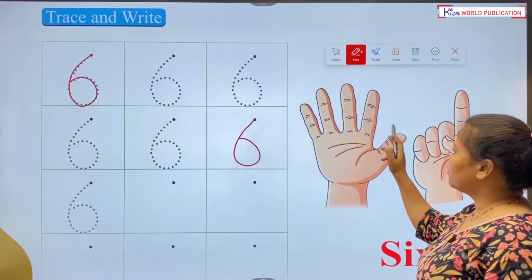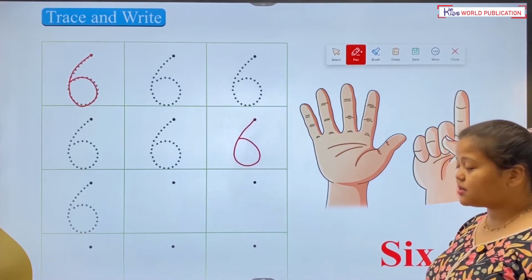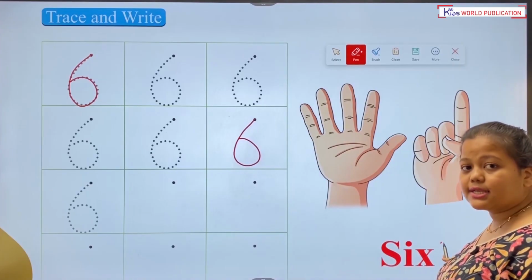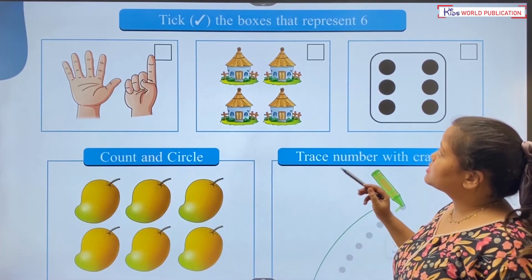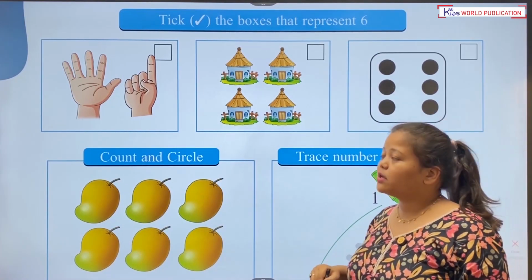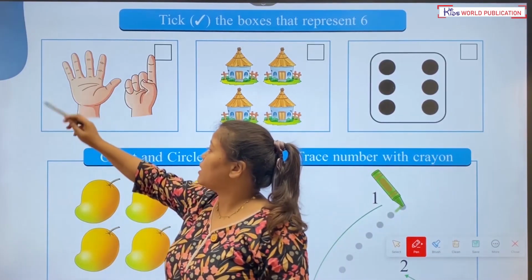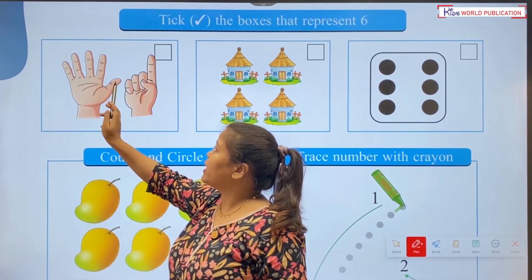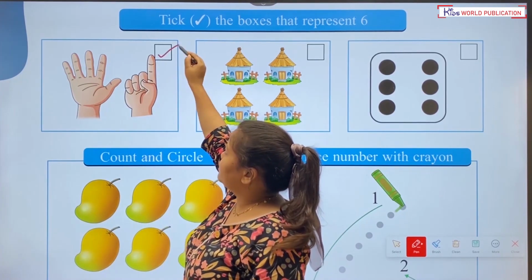So this is how you will complete this activity. 1, 2, 3, 4, 5, 6. There are 6 fingers. S-I-X, 6. Tick the boxes that represent 6. How many fingers can you see? Let's count. 1, 2, 3, 4, 5, 6. So yes, we will tick it.